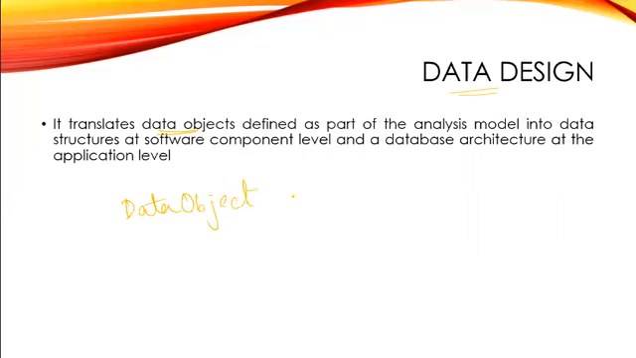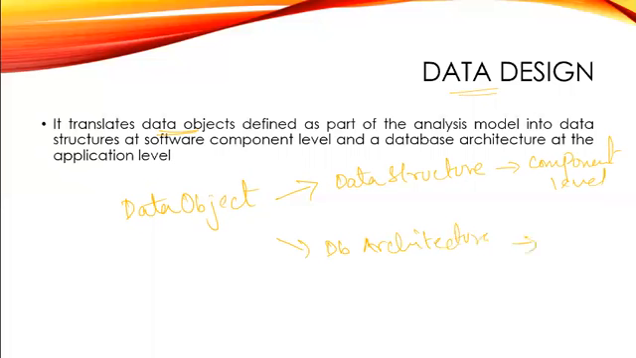into a data structure at the component level. That is, this is done at the component level. And a database architecture at the application level. This becomes your database architecture at the application level. So at two levels, you've got two different views of your data design. It is going to transform your data object into a data structure at the component level and into a database architecture at the application level.